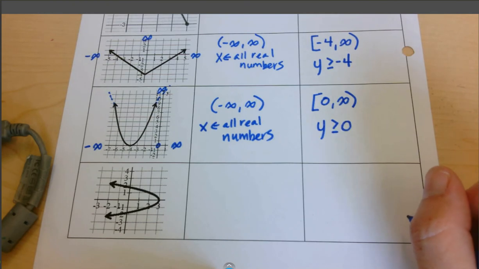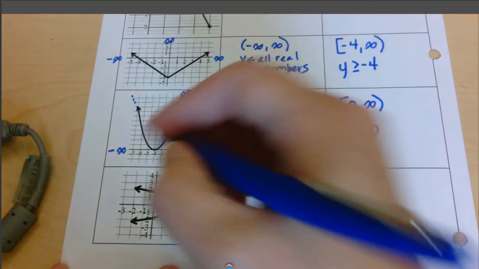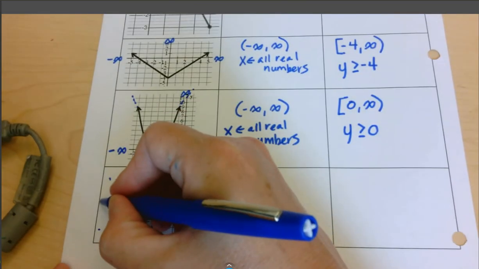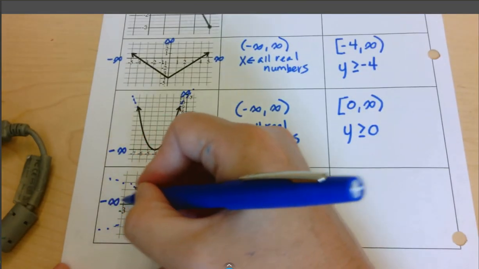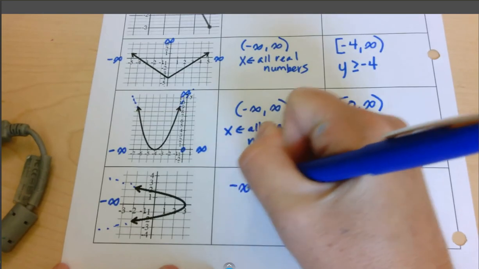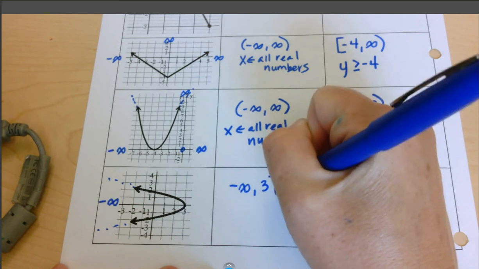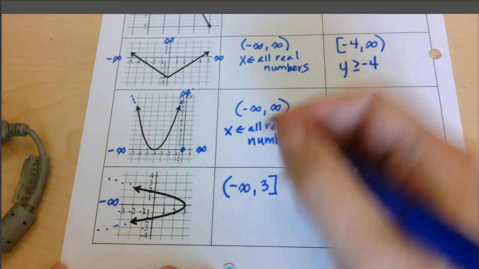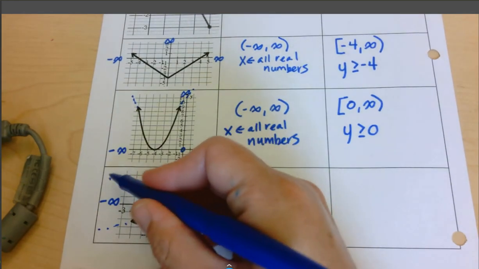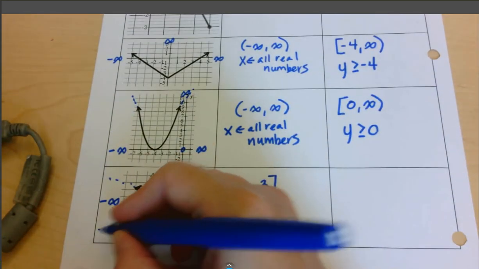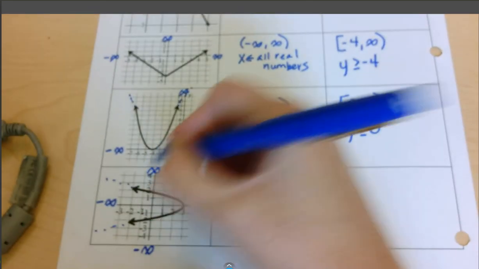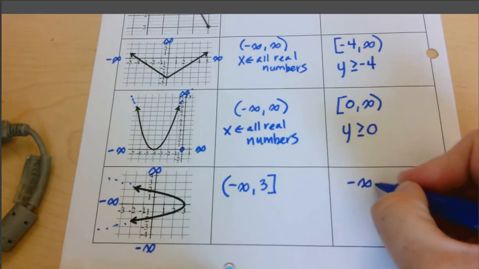All right, and then let's do this last one. So I start all the way over here on the left for my domain at negative infinity, and then my domain keeps going until I get here to 3. So negative infinity up until 3. And then for my range, these are going down, this one's going up, so this is going all the way down to negative infinity, and this one's going all the way up to positive infinity.